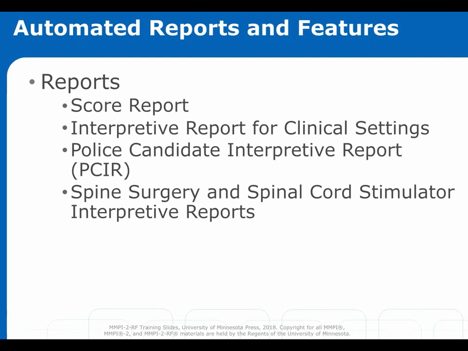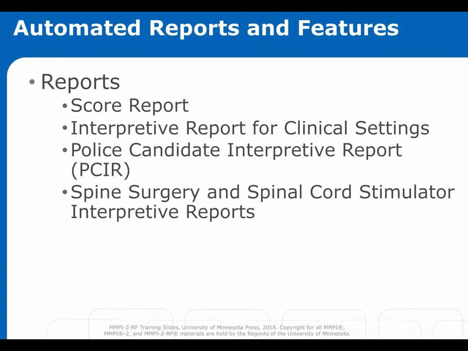The third available report is the Police Candidate Interpretive Report. Like the Clinical Interpretive Report, the Police Candidate Report has all of the features of the basic score report, but also includes interpretive statements regarding the validity and substantive interpretations based on the test taker's MMPI-2-RF scores. In the case of this report, these interpretations are specifically focused on issues relevant to screening police candidates and are based on research using the MMPI-2-RF in this context. This report also provides data from a comparison group of police officer candidates.